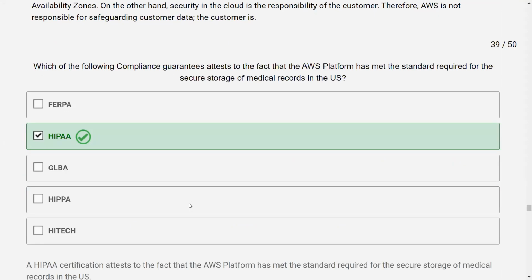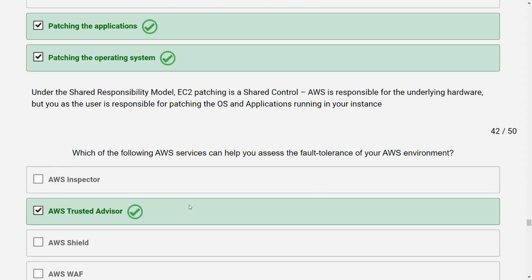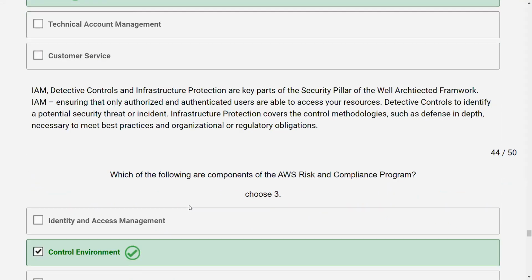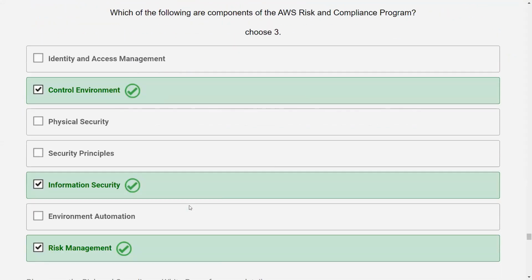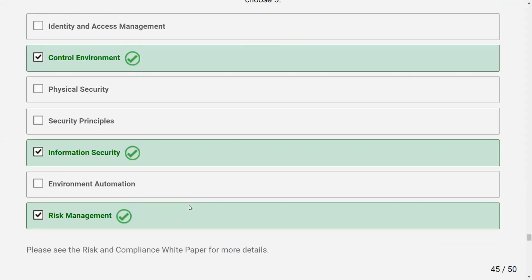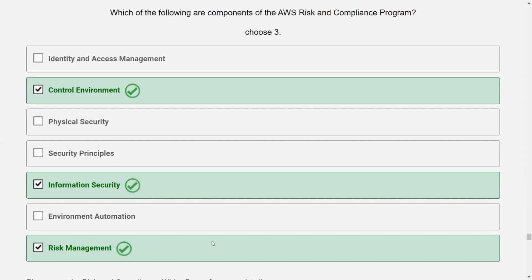And then question 44. Yeah, so that one was also correct. So check the compliance white paper.